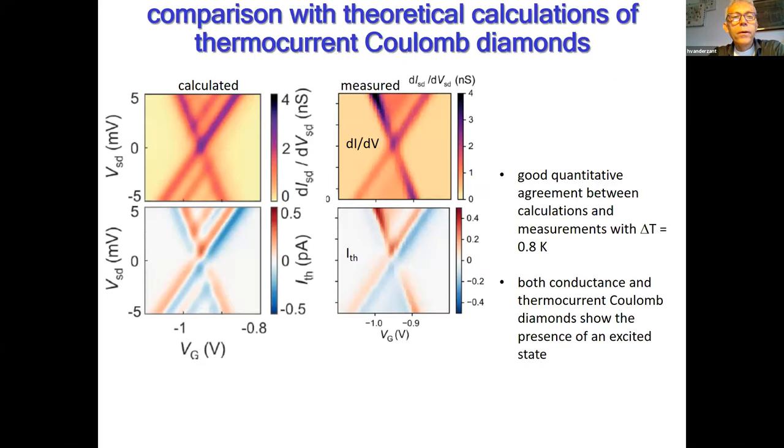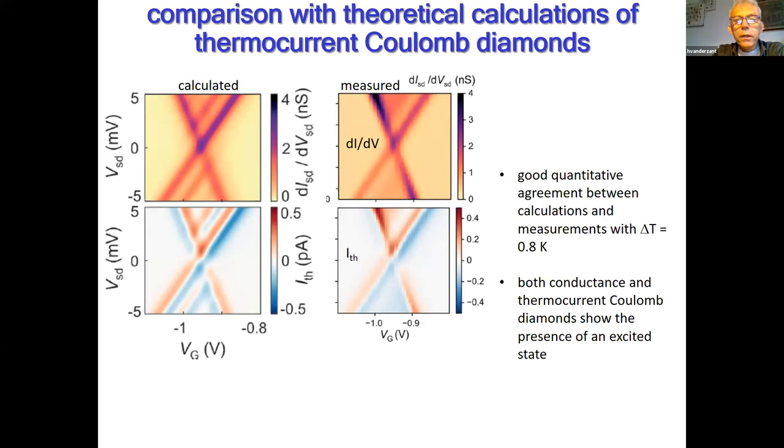So if you do that, you can also calculate a Coulomb diamond for the conductance and the thermal current, and then compare them to the measured ones. And that is what we have done here. You see that the correspondence is pretty good.